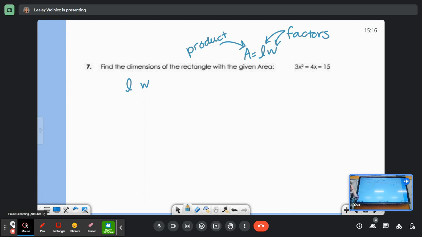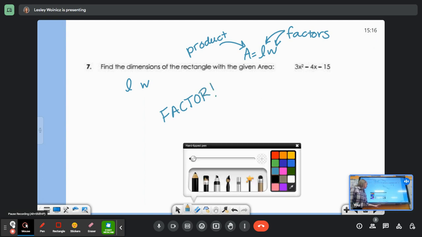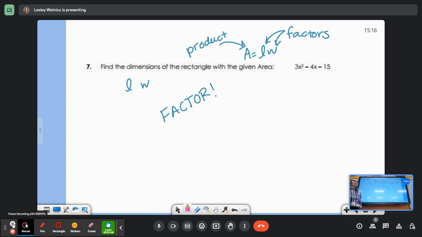What would we have to do to a product to find its factors? What process would undo distributing? Factoring. We have to factor. Remember, this is one of our direction stems that mean factor. Do we have a GCF to divide out? No, the 4 ruined everything. So we can't divide out the 3.